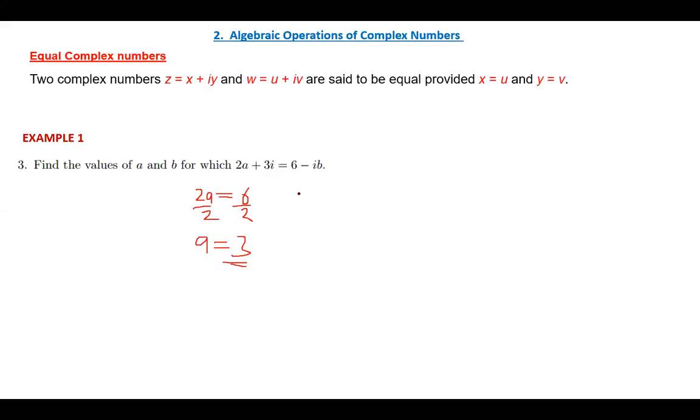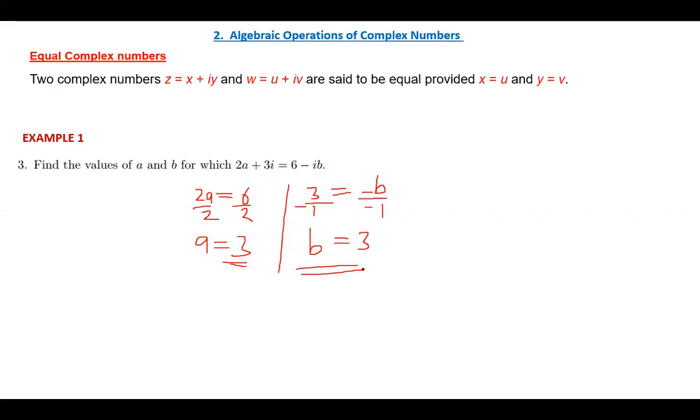The same applies to the imaginary part. You take the imaginary part on this side, which is 3, and on the other side the imaginary part is negative b. When you divide by -1 on this side and -1 on that side, you find the value of b to be -3. This is what it means by equal complex numbers.